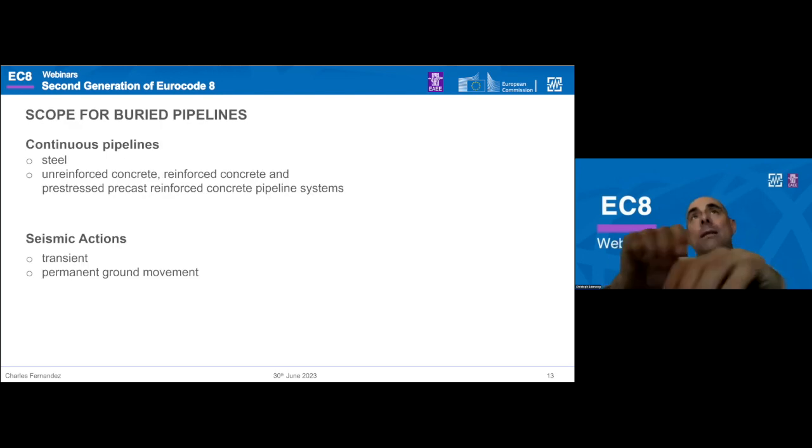So this is more or less the concept for above ground pipelines. So now I will present the scope and design concept for buried pipelines. Again, we have the limitation that we have only continuous pipelines. So there are also pipelines with segments for water supply, but they are not covered here. We can probably apply the principles somehow, but it is not explicitly incorporated in part 4.